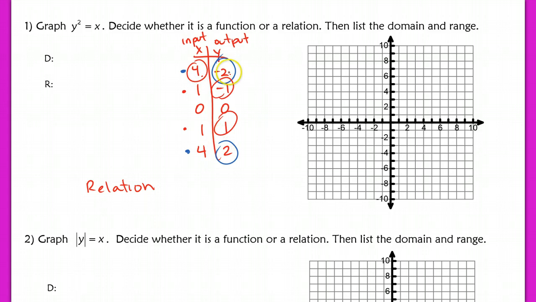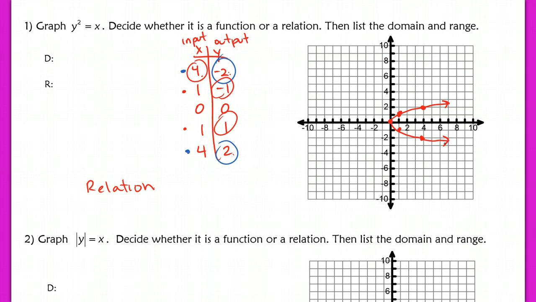4 has an output of -2 and 2. That is not okay, all right? So this would not be a function. This would be considered just a relation. But we can still graph this. So when we graph it, we have 4, -2, and 4, +2. We also have 1, -1, and 1, 1, and then 0, 0. So we get a sideways looking parabola. We still get a parabola here. So this is the graph of a relation.